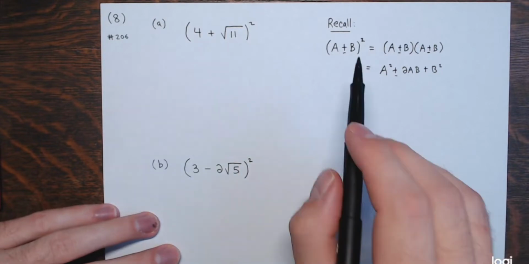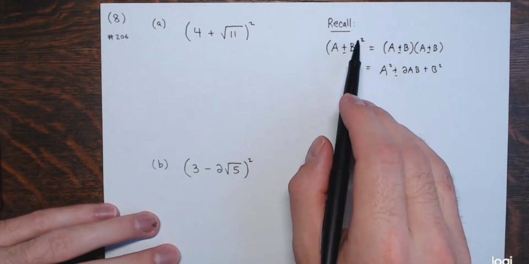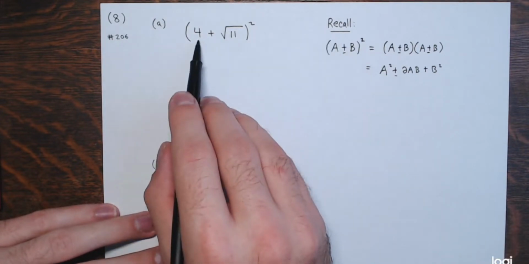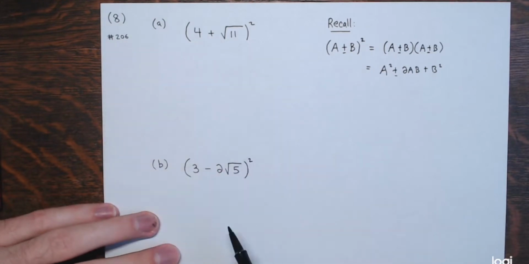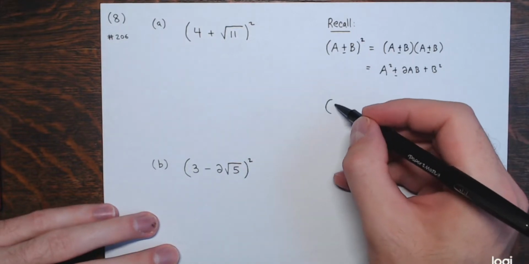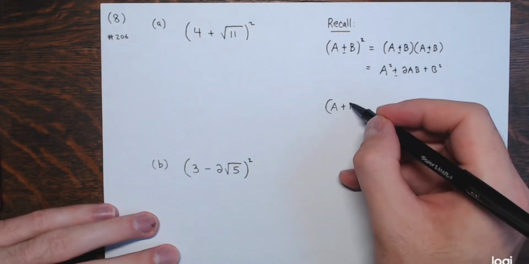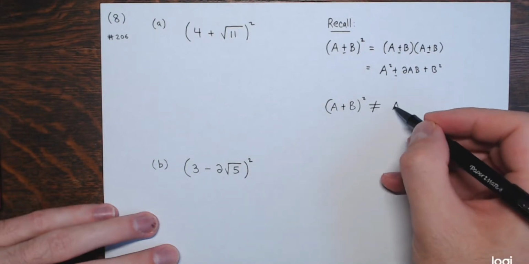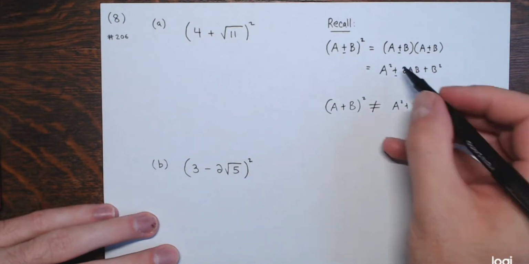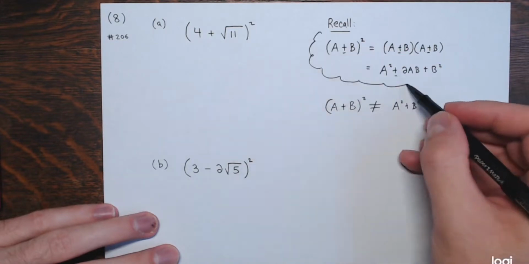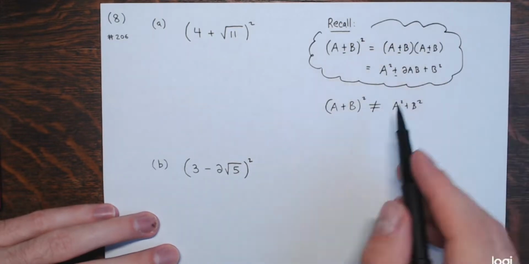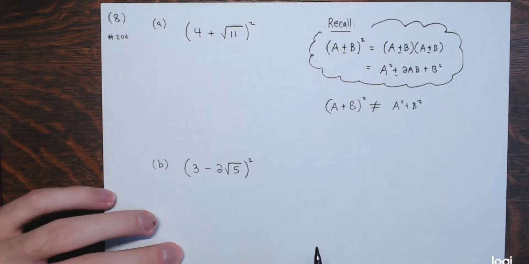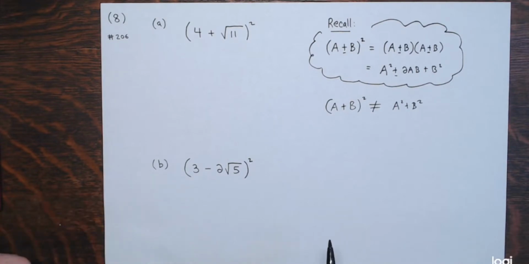So don't distribute the square, right? This is not 16 plus 11. This is not 27. Don't distribute the square. I'll write that here. A plus b squared is not a squared plus b squared, as you can see from up top here. That is a huge mistake. That is a mistake that is made very, very often. Please don't do it.